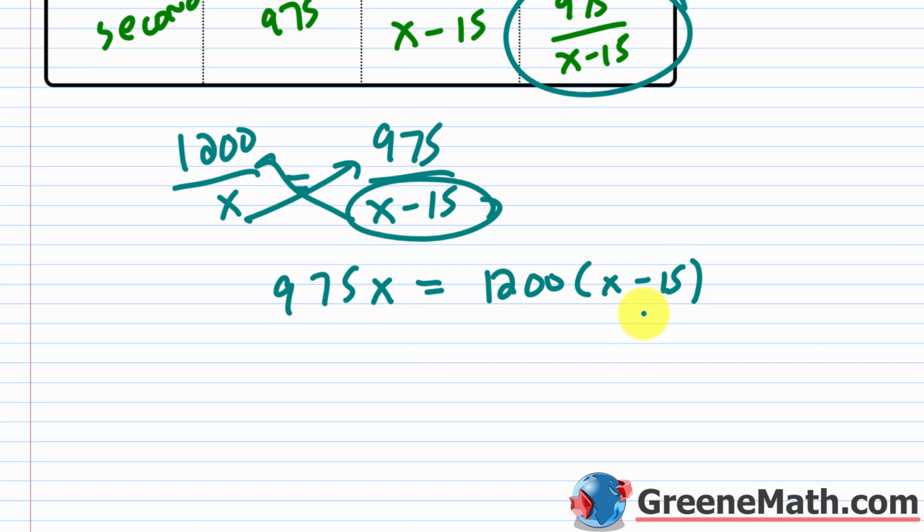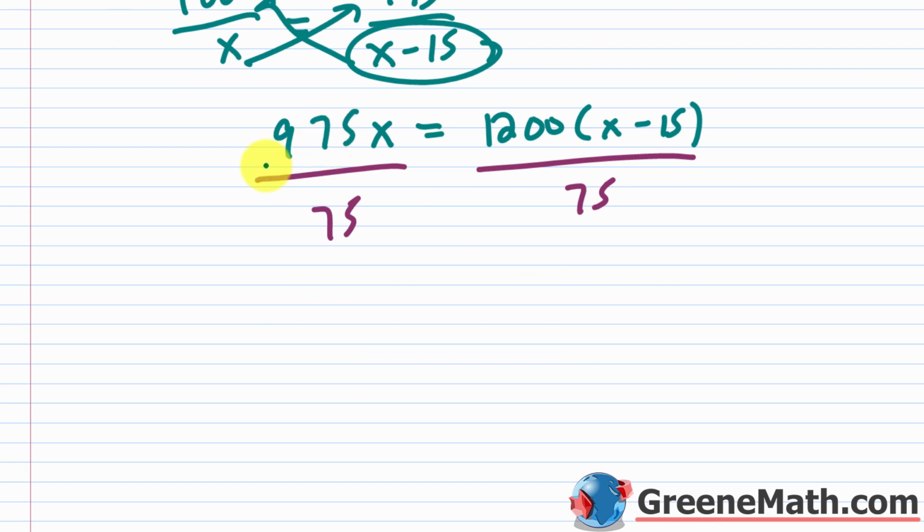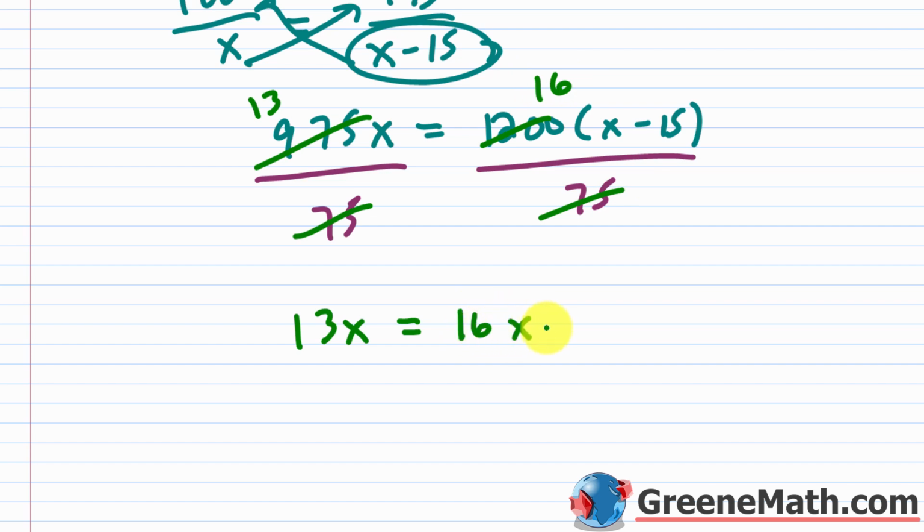Again, if you have a calculator, it's not that big of a deal. But if you don't, you might want to divide both sides by, in this case, 75, because that would be your greatest common factor between 975 and 1200. Again, not necessary, but it will make it easier. So this divided by this is going to be 13. So you'd have 13x is equal to. This divided by this is going to be 16. So you'd have 16x minus 16 times 15 is 240.